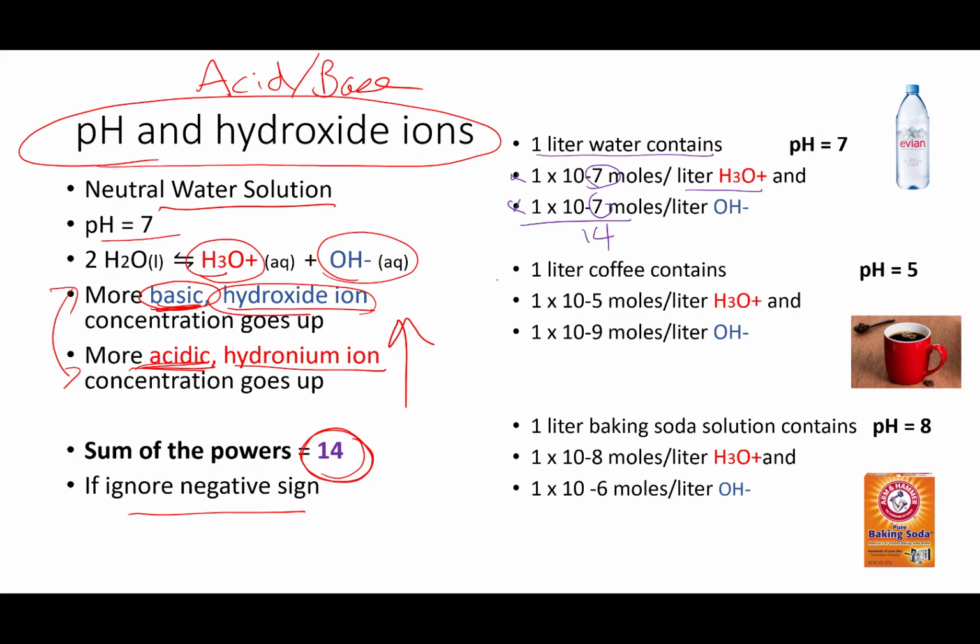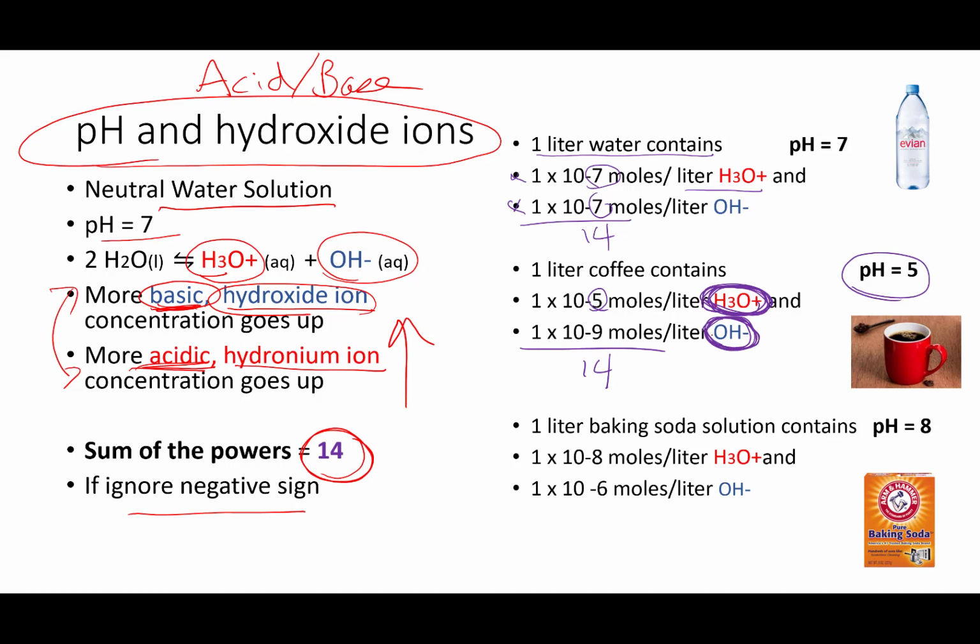If I have coffee with a pH of 5, the hydroniums give us the pH, so that's that power of 10. But the powers are going to add up to 14. So if I want to know how many hydroxide ions I have, this is going to add up to 14. 5 plus 9 is 14. If I know the hydronium ion concentration, I can figure out the hydroxide ion concentration.